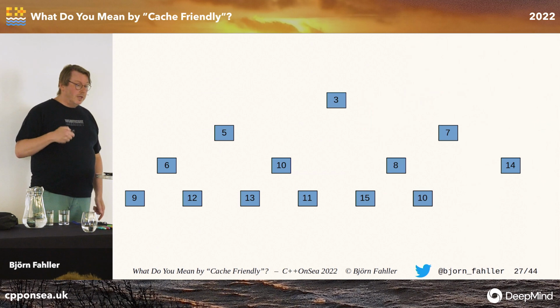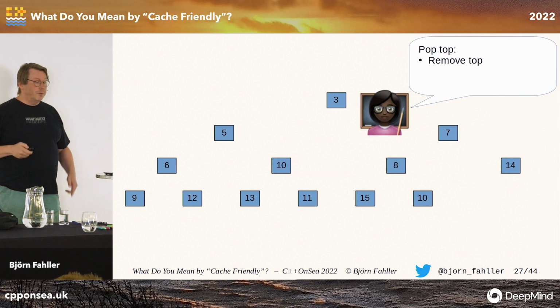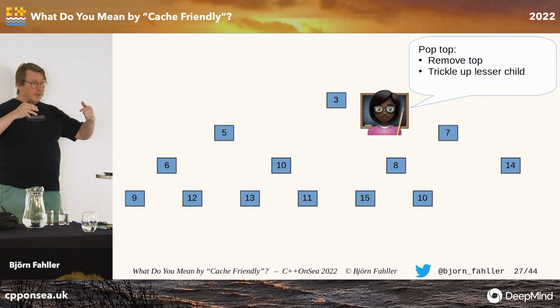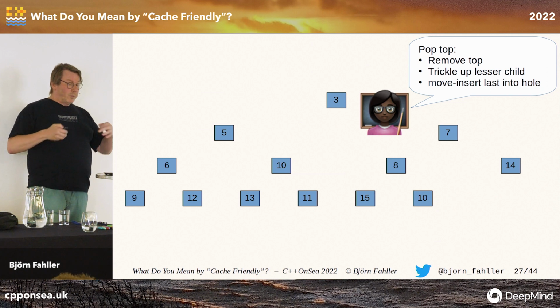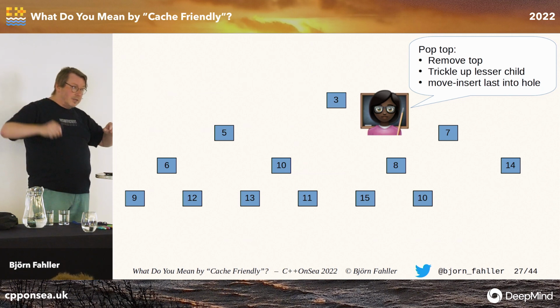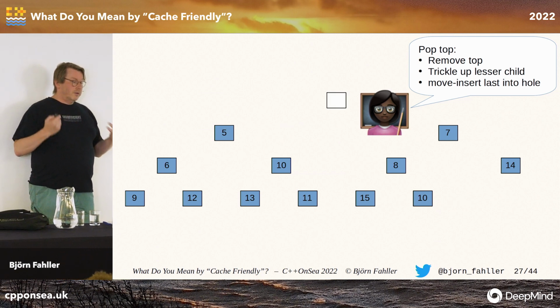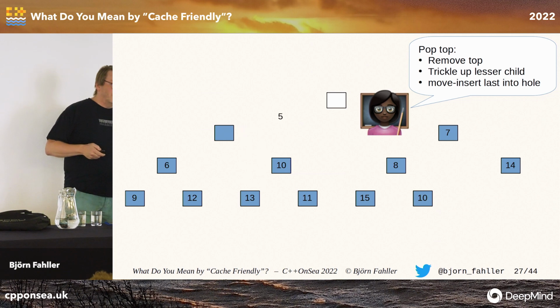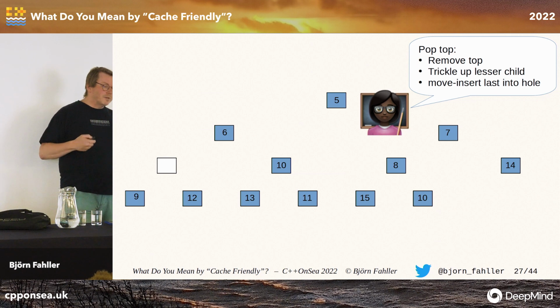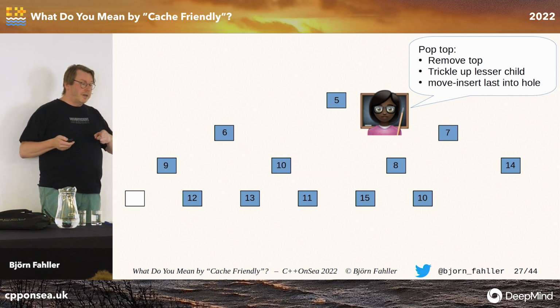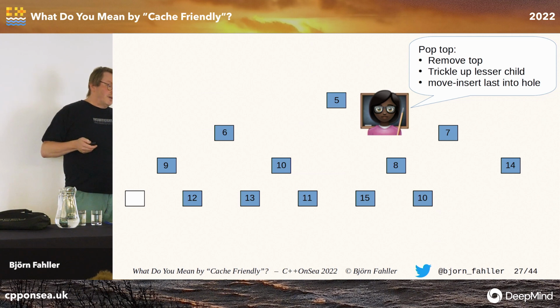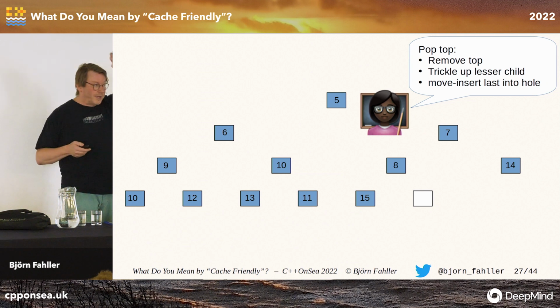So this is cool. And to pop the top, we just remove the top, trickle up the child that has a lesser value of the siblings. And when we're done with that, we insert the last entry into the new hole. So remove this one. 5 is the lesser one, so we trickle it up. 6 is the lesser one, so we trickle it up. 9 is the lesser one, so we trickle it up. And now we take the last one, number 10. In this case, 10 is larger than 9, so we can just move it into place right away. If it was not larger, then we would trickle upwards again with that.